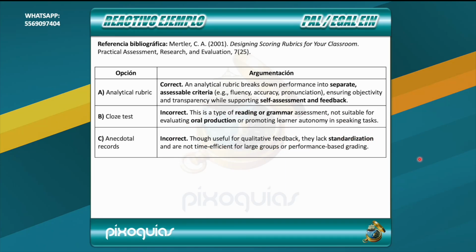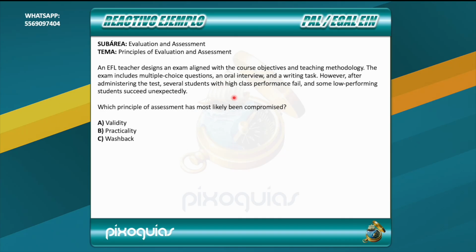This exercise is from the sub-area Evaluation and Assessment with the topic Principles of Evaluation and Assessment. An EFL teacher designs an exam aligned with the course objectives and teaching methodology. The exam includes multiple-choice questions, an oral interview, and a writing task. However, after administering the test, several students with high class performance failed, and some low-performing students succeeded unexpectedly. Which principle of assessment has most likely been compromised?